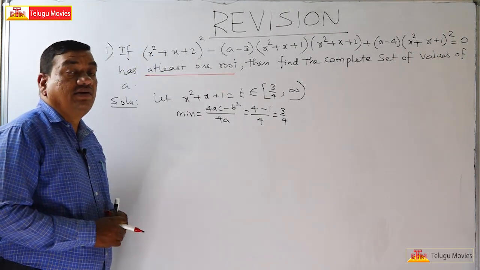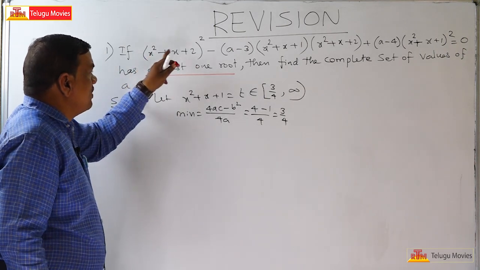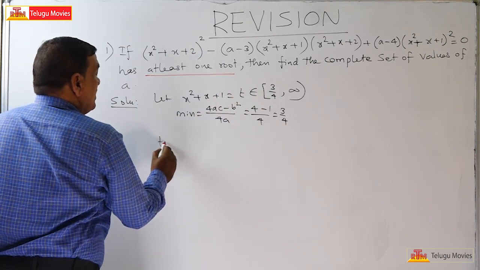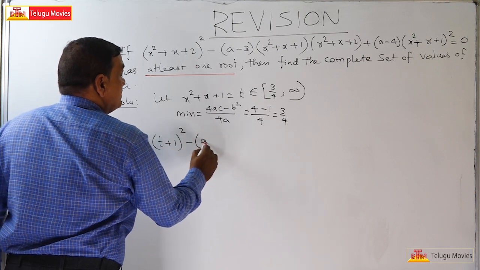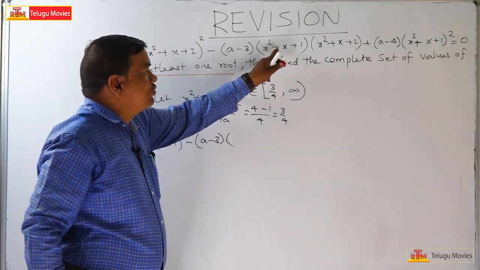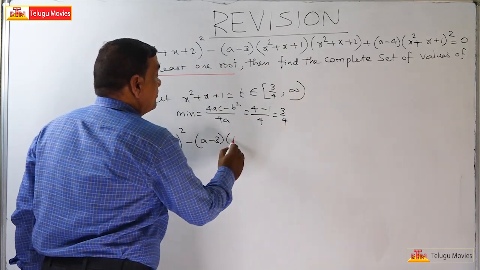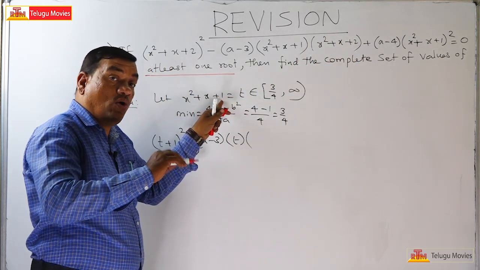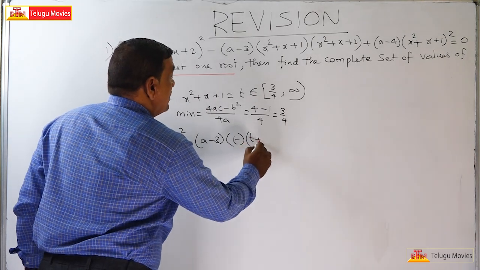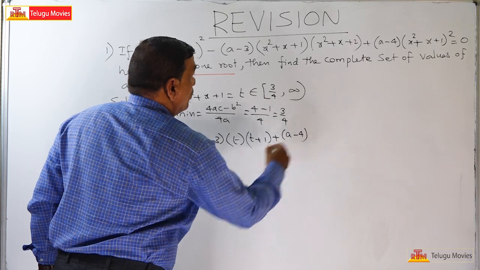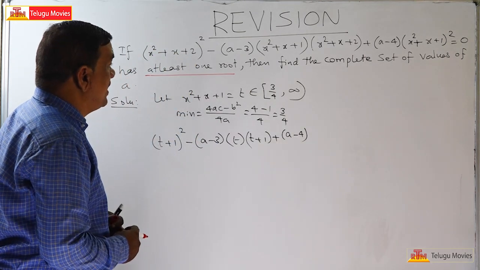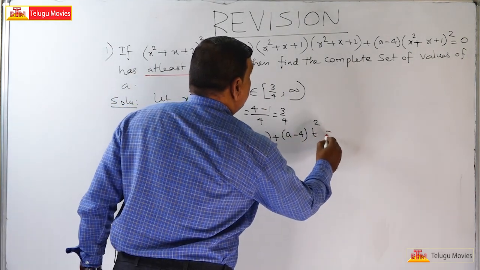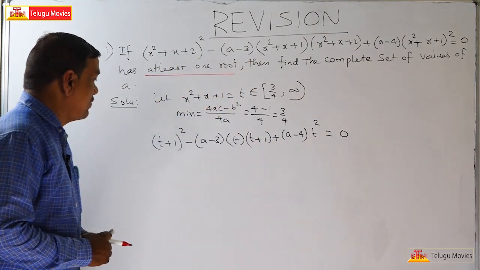Now, change the given equation in terms of t. Here x square plus x plus 2 is there, that means we have to add 1 on both sides. So this will become (t plus 1) whole square minus (a minus 3) into t into (t plus 1), since x square plus x plus 2 means x square plus x plus 1 plus 1. Then plus (a minus 4) into t square is equal to 0. Understand this?